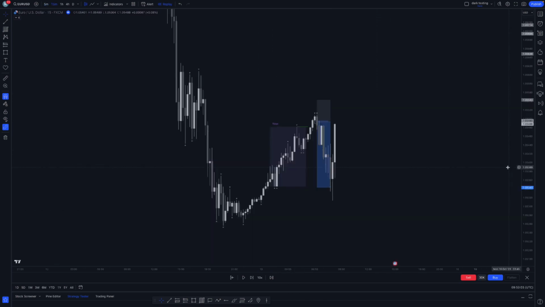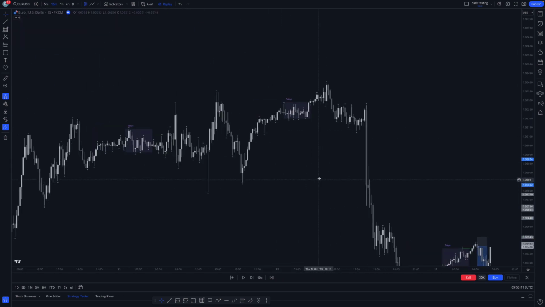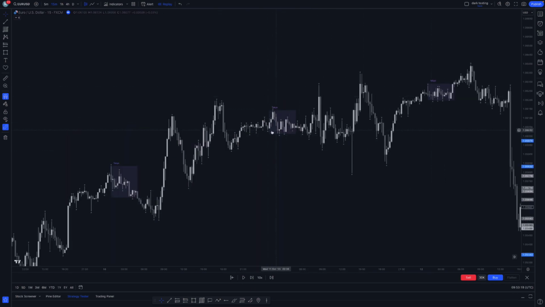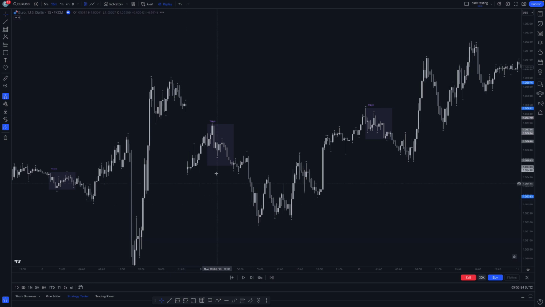So overall, I just wanted to share this strategy with you guys. It's a very simple one. As you can see, if you go back in time, over the last 2, 3, 4, 5 years, you will see this happen pretty much every single day. Asia range high taken, Asia range low taken, Asia range low taken, Asia range high taken, Asia range low taken, Asia range high taken. It happens pretty much all the time.